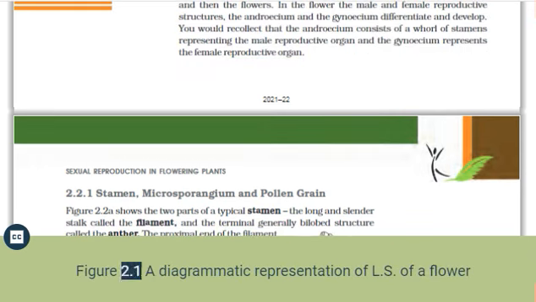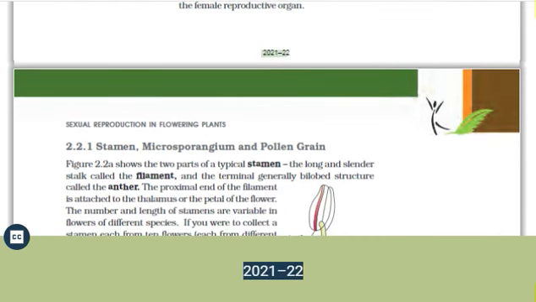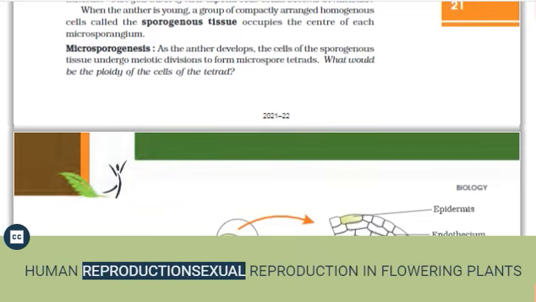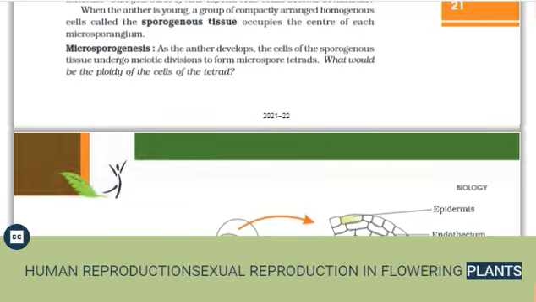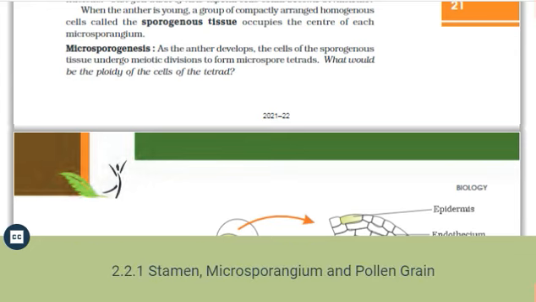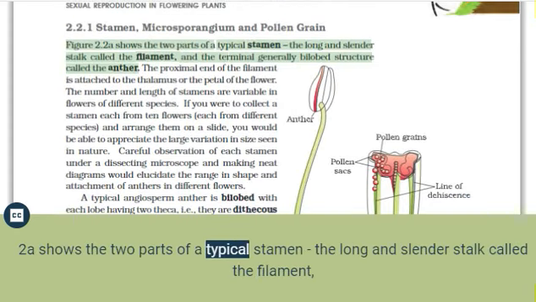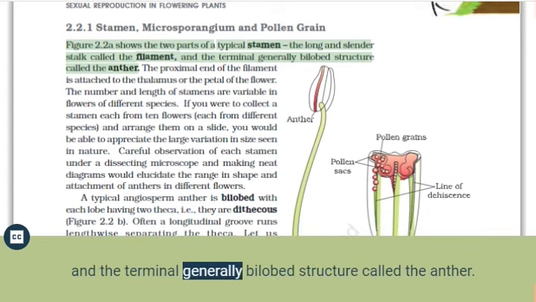Figure 2.1 A diagrammatic representation of LS of a flower. 2.2.1 Stamen, microsporangium, and pollen grain. Figure 2.2 shows the 2 parts of a typical stamen, the long and slender stalk called the filament, and the terminal generally bilobed structure called the anther.